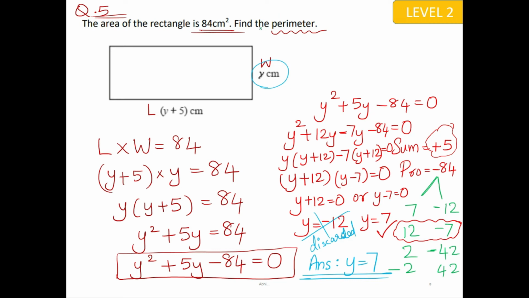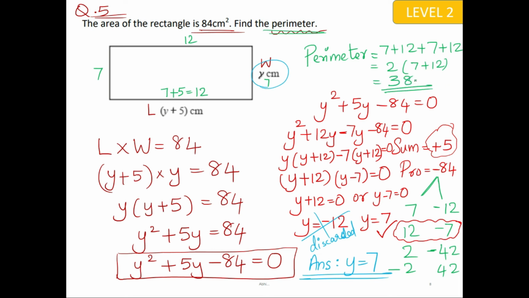So going back to the question, they have asked me to find the perimeter. My y is 7, so 7 plus 5 gives me 12, and my y here is 7. So the perimeter is going to be equal to, you just add all the sides, 7 plus 12 plus 7 plus 12, or you can directly use the formula 2 times (l plus b), 2 times (7 plus 12), giving you the final answer as 38. And let me mark the units, it's 38 centimeters.